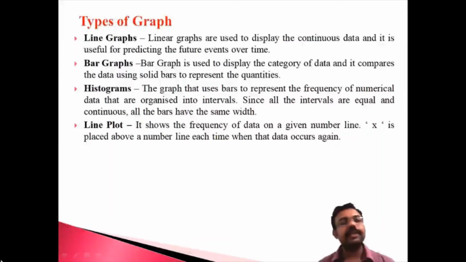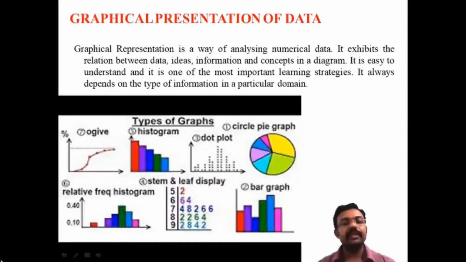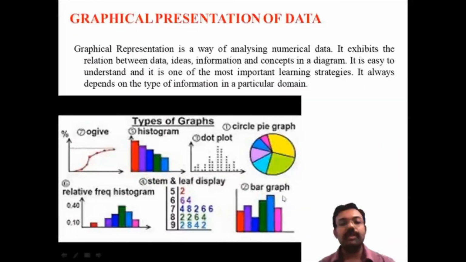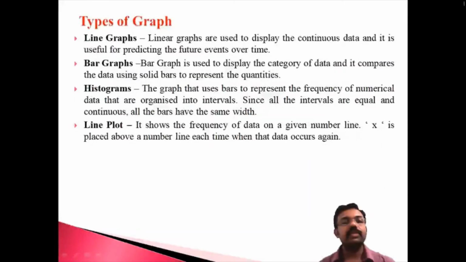Another one is the bar graph. That is another important element, another part of diagram representation. This is a bar graph example. The bar graph is used to display categorical data. That means a categorical variable, like age and education, and comparing this type of data is very important. It compares the data using solid bars. These are the solid bars, and that is known as the bar graph.